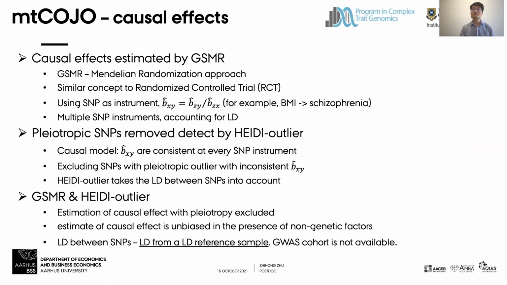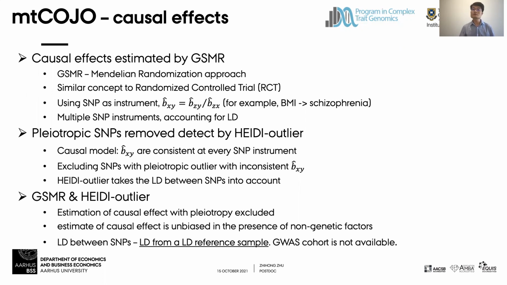The first step of MT-Kojo is to estimate the causal effects of covariates on focal trait and risk factor. This step is conducted by GSMR, a Mendelian randomization method, which has a similar concept to a randomized control trial, the gold standard to test for causality. The GSMR method uses SNPs as instruments to test the causal effect, taking the correlation between SNPs into account.